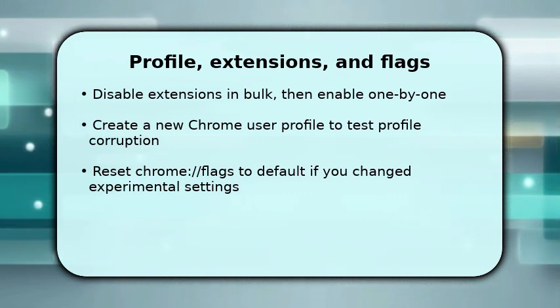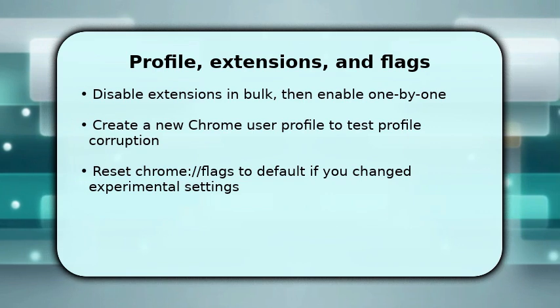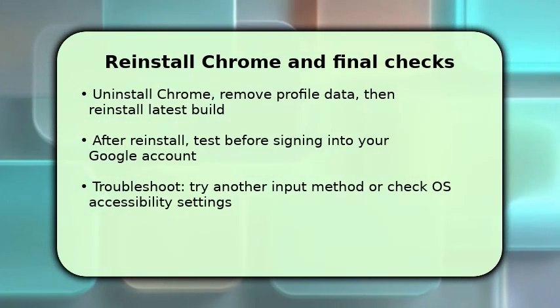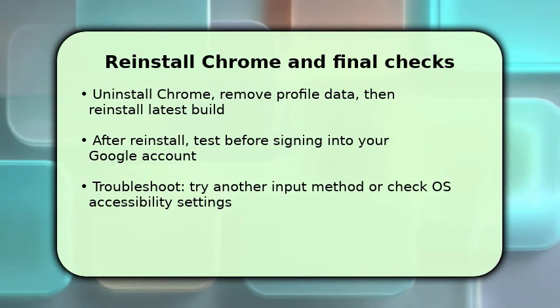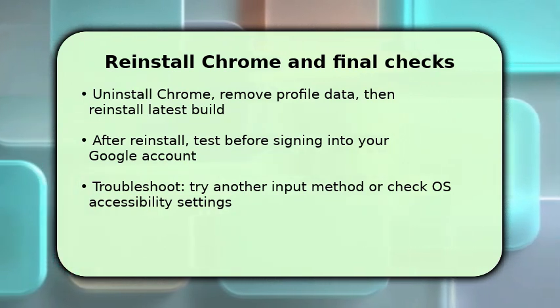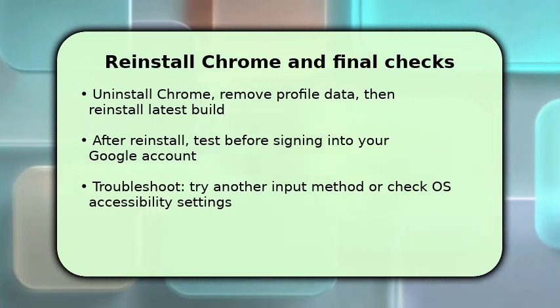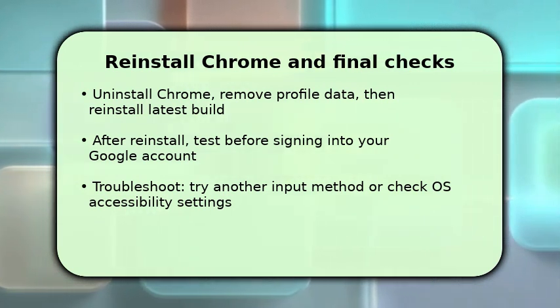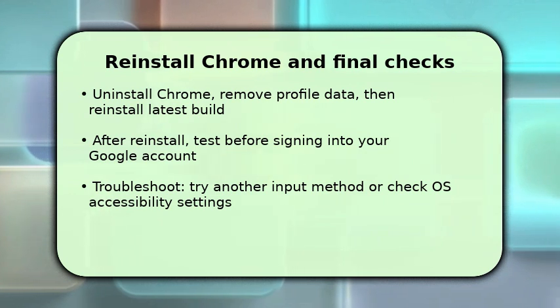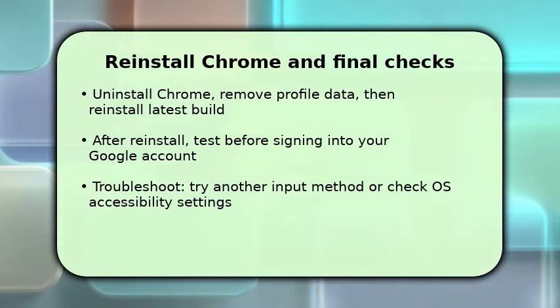If profile reset and extensions didn't help, fully uninstall Chrome and remove local profile data to clear stubborn corruption. Then reinstall the latest Chrome build and test keyboard input before signing into your Google account. This confirms a clean install fixed it. Once restored, sign in and let extensions or sync return selectively.